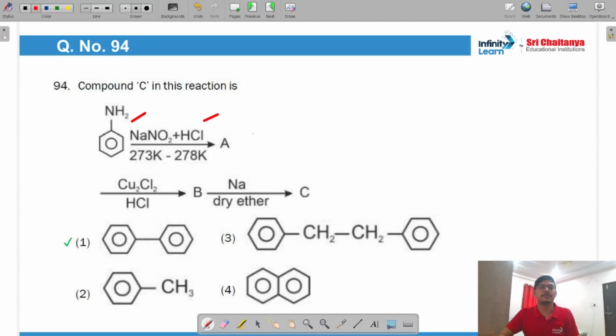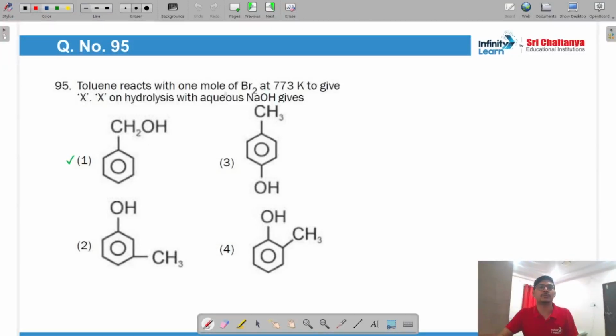Aniline in diazotization will give you benzene diazonium chloride, N2 plus Cl minus, and this is Cu2Cl2, HCl. So this will give you chlorobenzene, right? And chlorobenzene, when you react it with sodium and dry ether, so this Fittig reaction, you will get biphenyl or diphenyl. This is the correct answer.